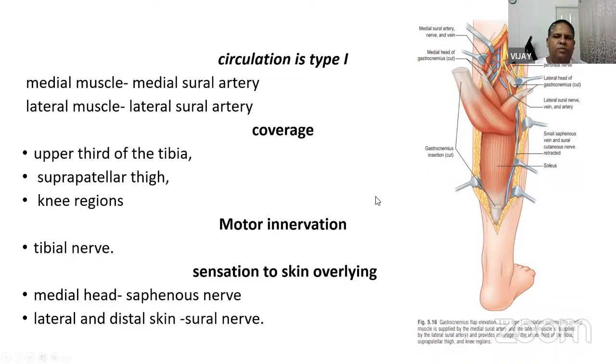And the motor innervation is by the posterior tibial nerve, and the sensation to the skin supplying the gastroc muscle, the medial head is by the saphenous nerve, and the lateral head is by the sural nerve.